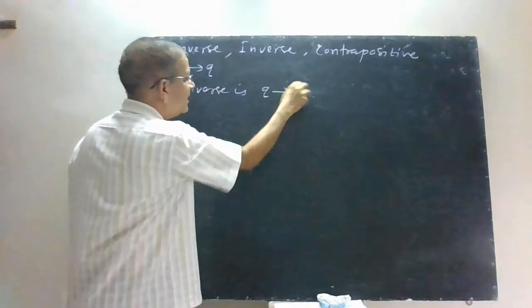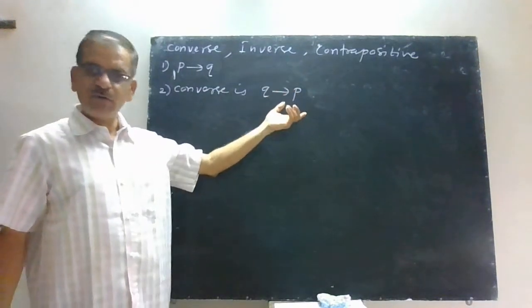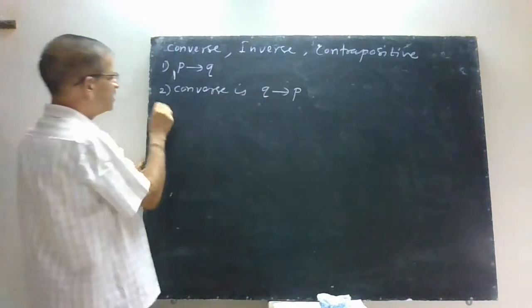Now the converse is Q implies P. I think this is well known to you, because sometimes we prove a theorem and sometimes we try to prove its converse. That means you have to just change the roles of P and Q. This is called converse.